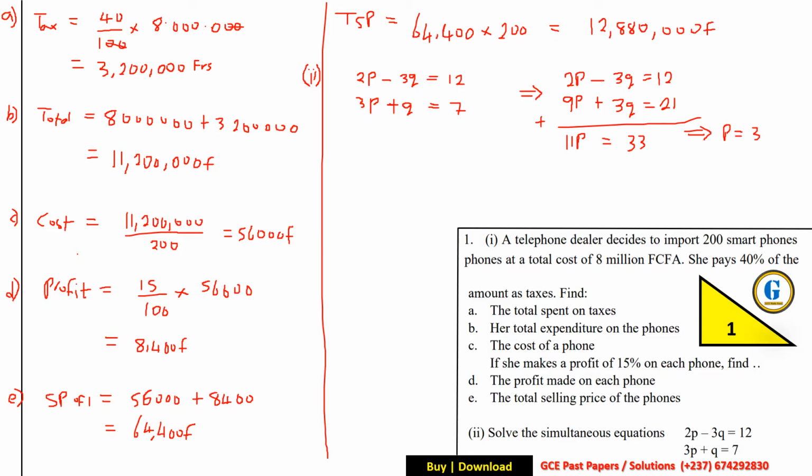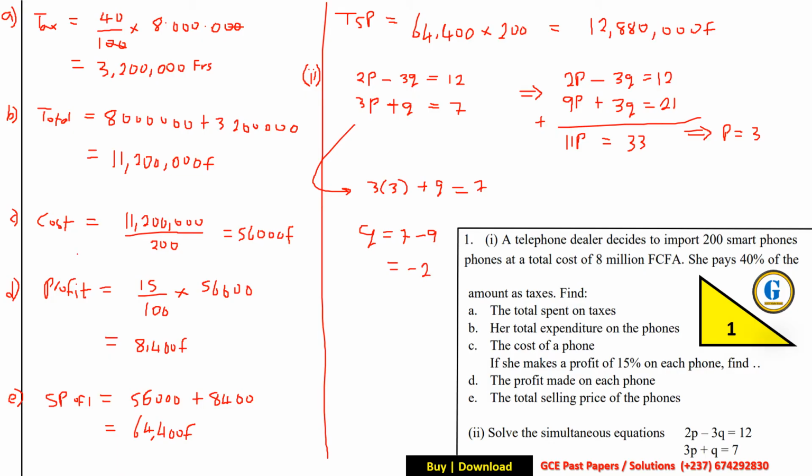So now, if p is equal to 3, I can substitute in any of the equations. I'll use equation 2. I substitute the value of p in equation 2. I'll have 3 times 3 plus q to be equal to 7. From here, what will be the value of q? q will be equal to 7 minus 9. And what is 7 minus 9? 7 minus 9 is negative 2.